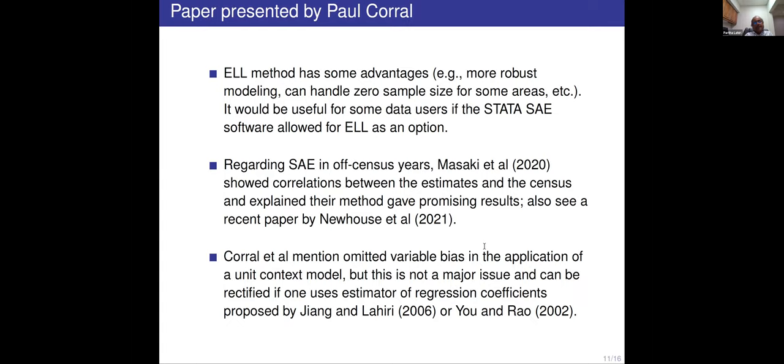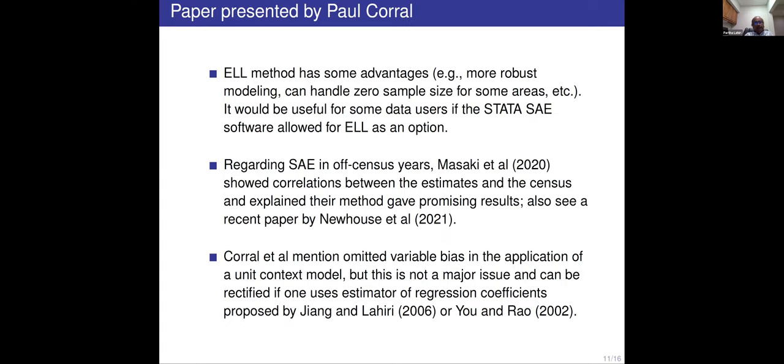Now, regarding SAE in a census year, that's an important topic. There is a paper by Masaki et al. that showed the correlation between the estimates and the census, not just the direct method. So that is something to look at. And they explained their method gave promising results. And there is a more recent paper by World Bank employee Newhouse, and now Corral et al.